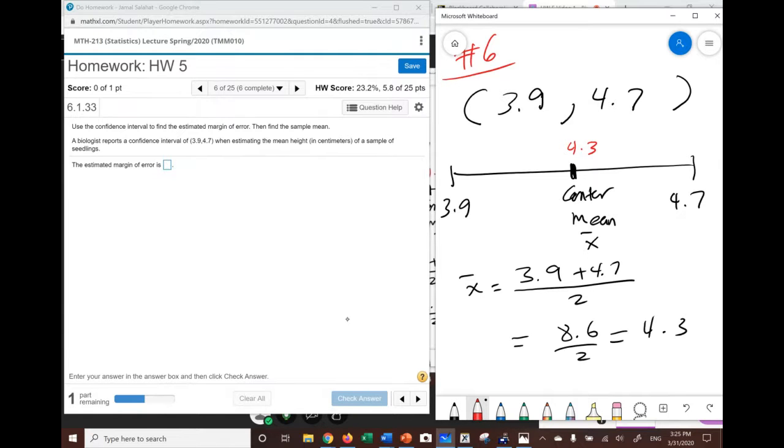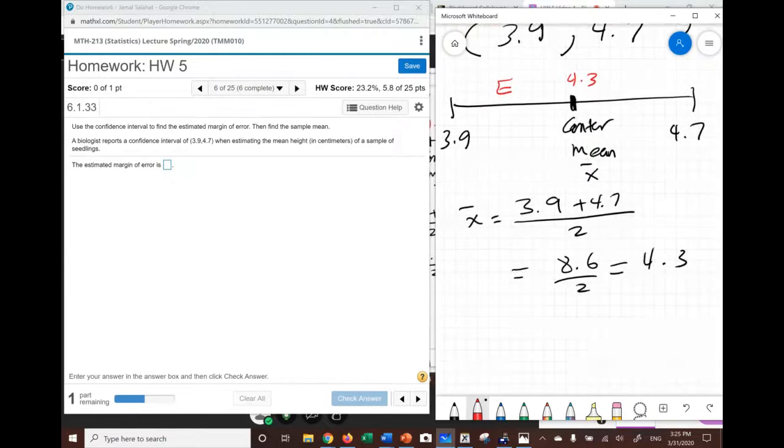Now we know that the distance from the center to the bottom is an error. So the question is saying, what is the error? So the error in this case will be the distance from 3.9 to 4.3, or 4.3 minus 3.9. And if you do the math in here, it is going to be equal to 0.4. Notice that if you flip the numbers, it will be a negative, but the error is never negative.